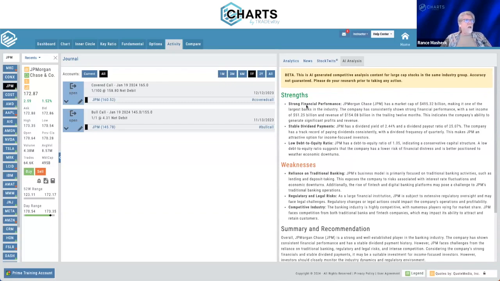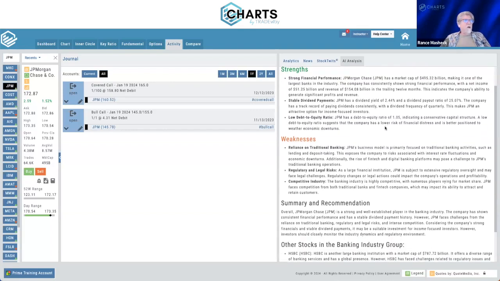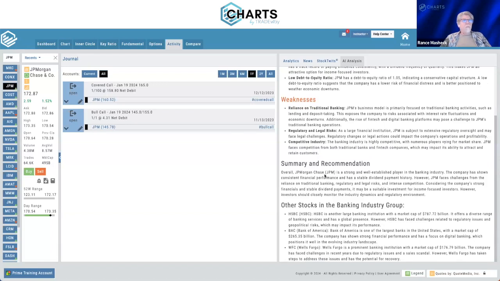And so you'll notice here on this one for JP Morgan, strong financial performance, right? Stable dividends, paying out a decent 2.5% nearly on dividends, and they have a low debt to equity ratio. Weaknesses: reliance on traditional banking, regulatory issues, which is always a banking industry thing, and the competitive industry piece, right? And then it gives you a little summary on it. But then it also brings up what other stocks you might want to consider in this group and why.